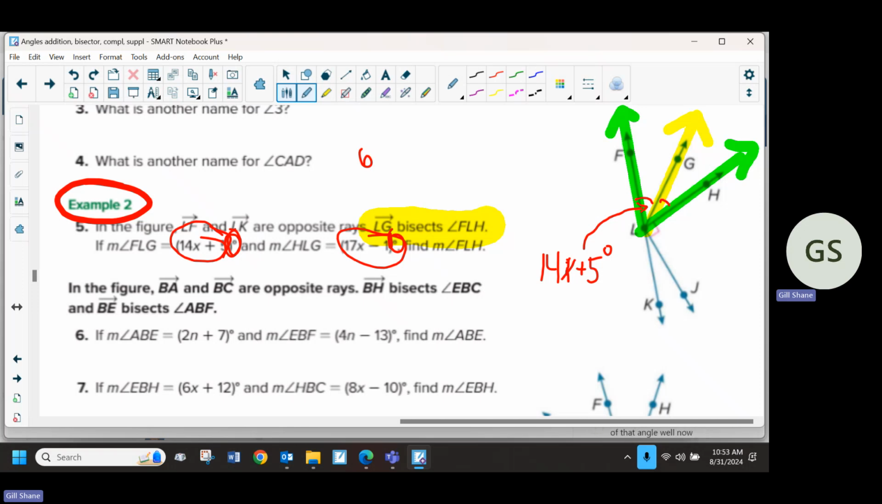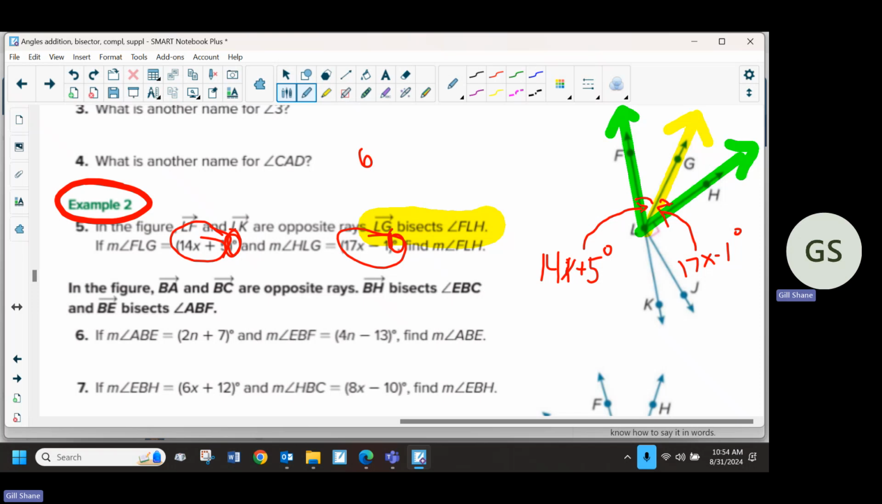Now if I look, and I would expect this to happen, they're giving me the measure of the angle to the right that has the far right green arrow and then the middle yellow. So this angle right here is 17x subtract 1, I said. Again, degrees.